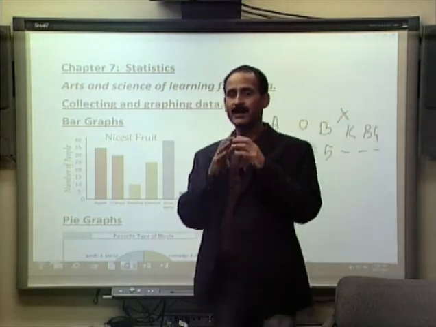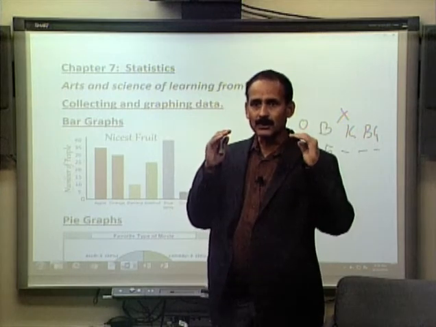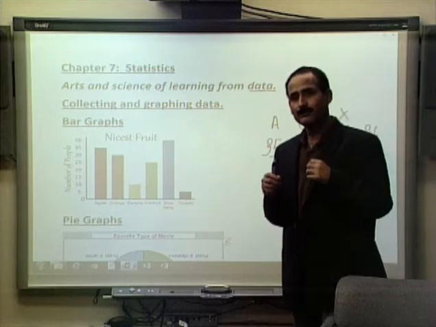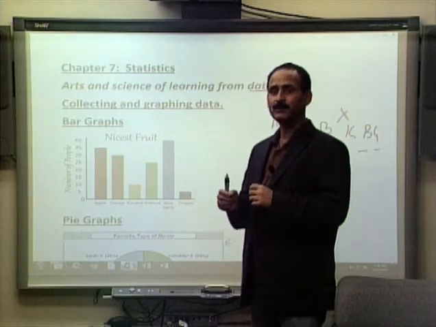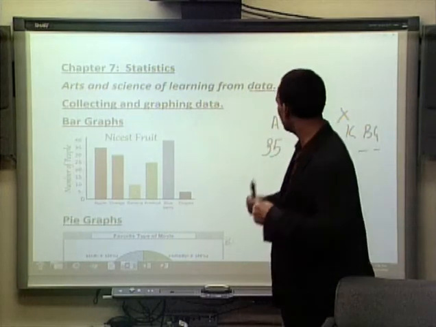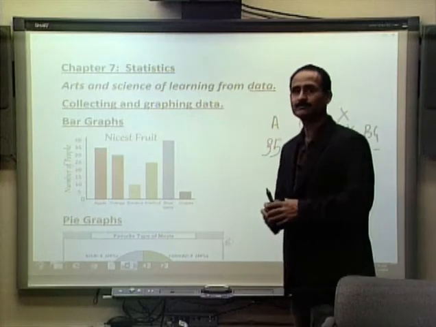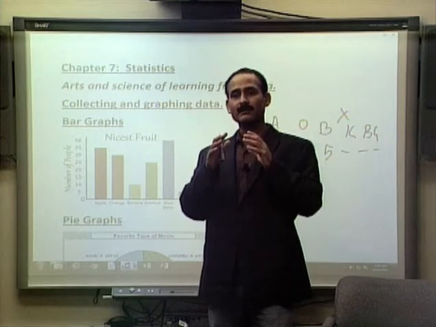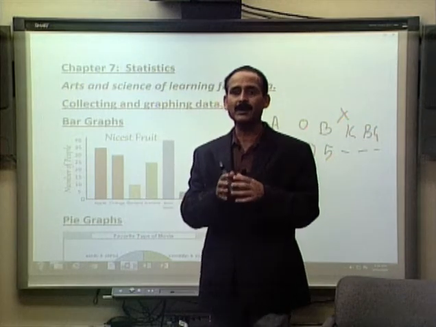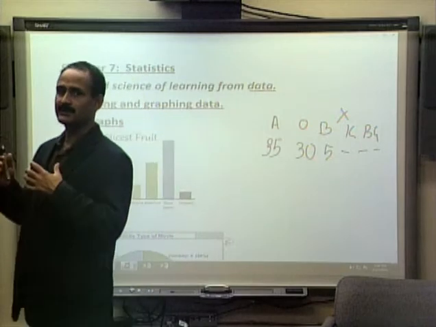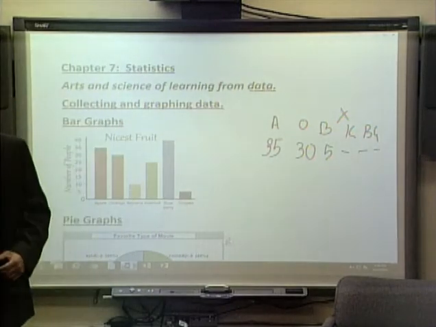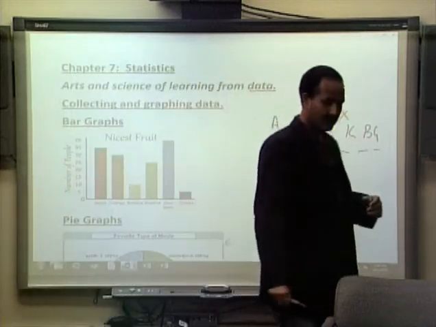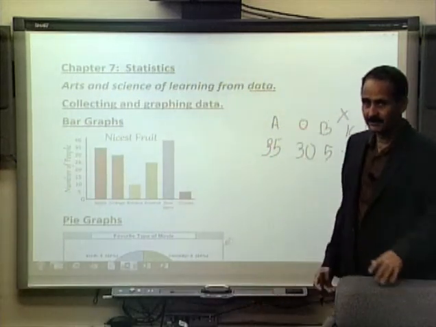And once the data is collected, in order to learn from the data, in order to understand something from the data, one of the first, one of the primary things we do is draw some kind of graph. We want to represent the data using a graph. So, we want to create a graphical representation of data. There are various kinds of graphical representation of data.